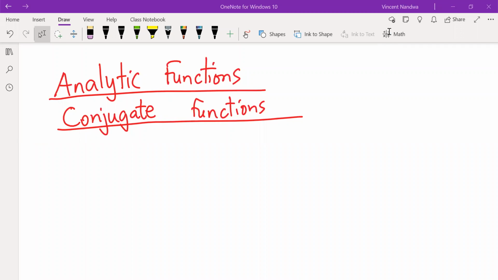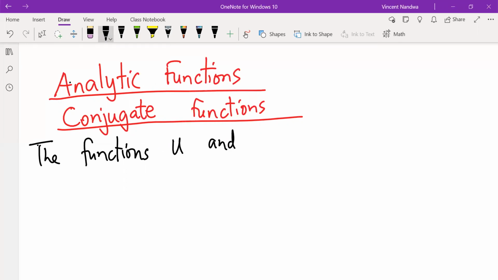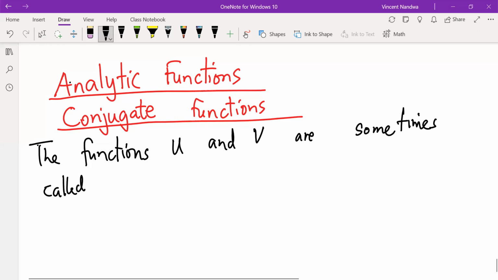This session will continue the discussion on analytic functions. And more specifically, we are going to discuss conjugate functions. So functions are said to be conjugate if the functions u and v are sometimes called conjugate functions.